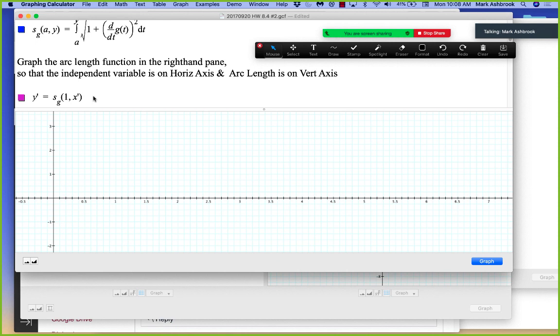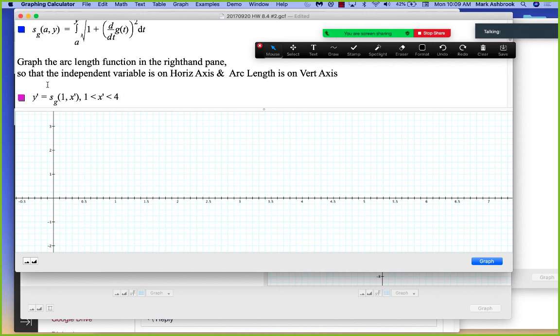And then I want to do that from what? 1. So what do I want to go from 1 to 4 in the new graph? x or y? x, right? So I took my arc length function, which had its independent variable y. I want to put that independent variable on the x-axis. And then I want values of the dependent variable, or values of arc length, to go on the y-axis. Does that make sense?